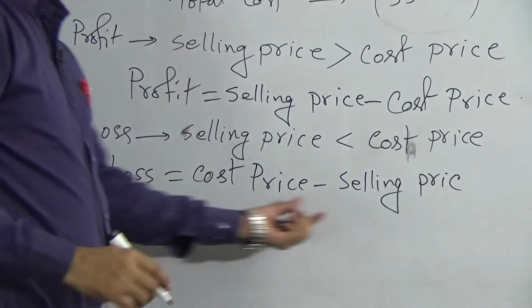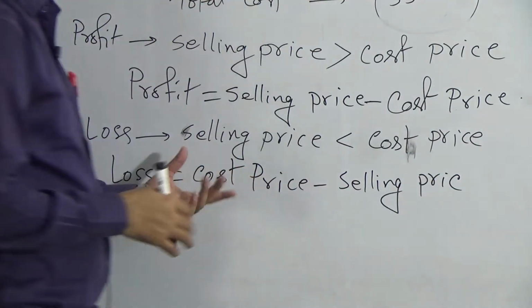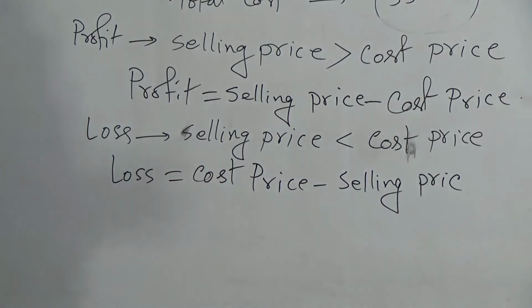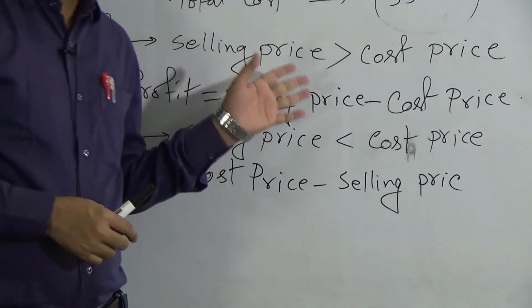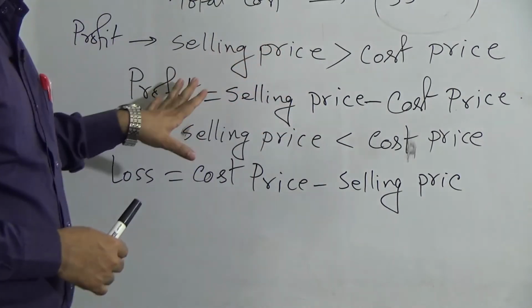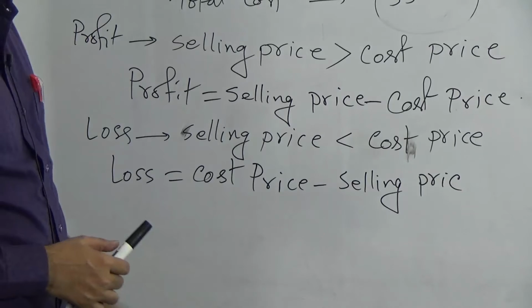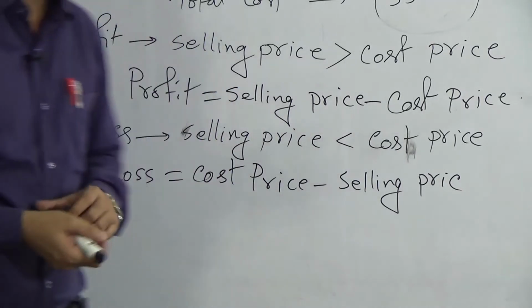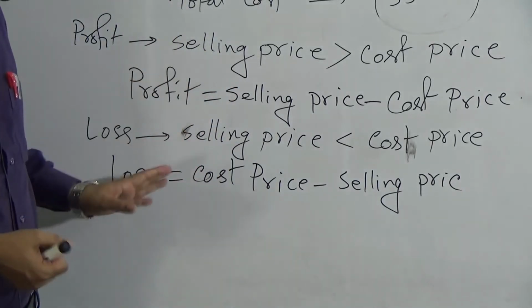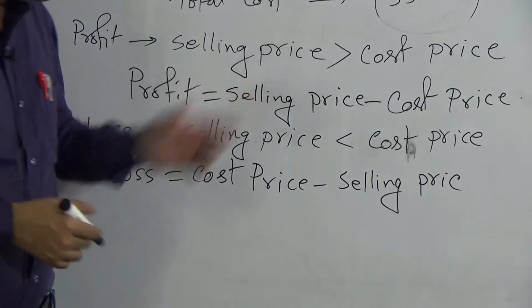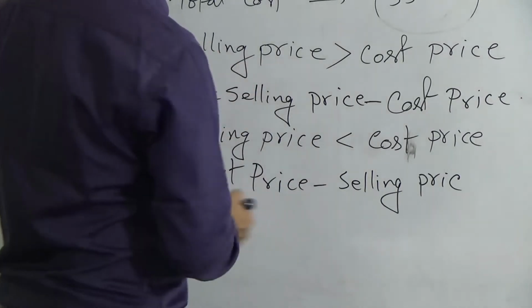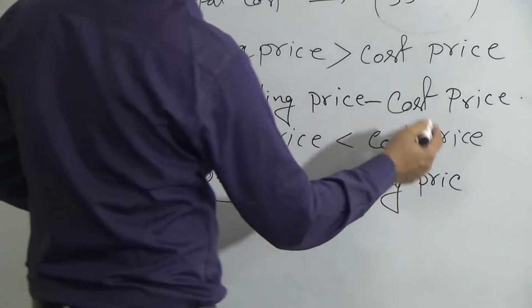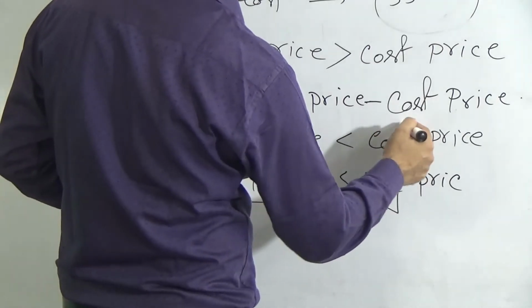So, cost price minus selling price. This is the formula for loss. Okay, dear students. Using these two formulas you can determine profit and loss. In both formulas, here is cost price and here is cost price.